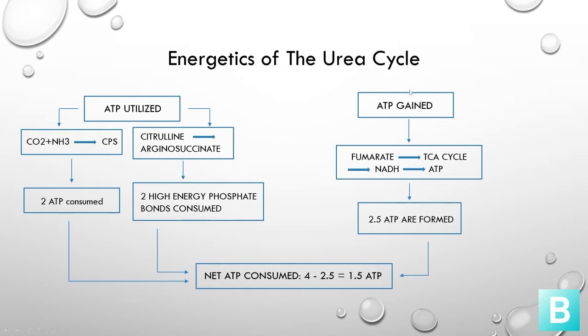Coming to the ATP gain, in the conversion of arginosuccinate into arginine, there is also formation of fumarate, which undergoes TCA cycle to form NADH, and that NADH, when undergoes oxidative phosphorylation in the inner mitochondrial membrane, forms 2.5 ATP. So the ATP formed are 2.5. So the net ATP consumed would be 4 ATP which are utilized minus 2.5 ATPs which are formed, so 1.5 ATP.